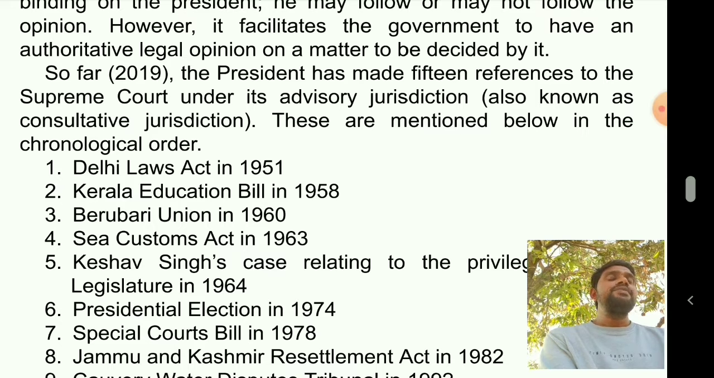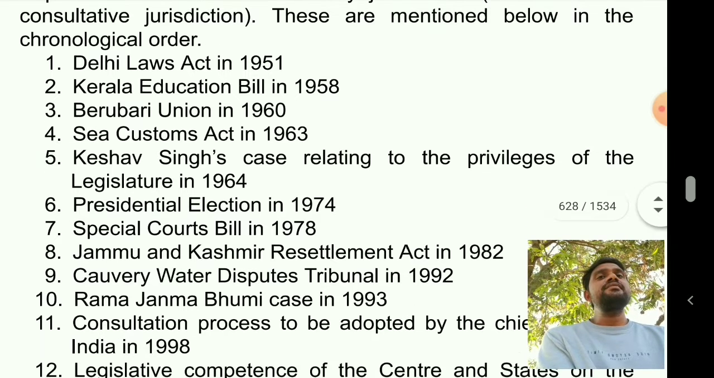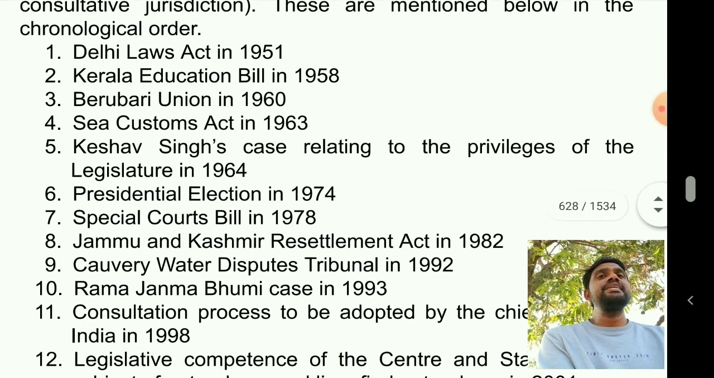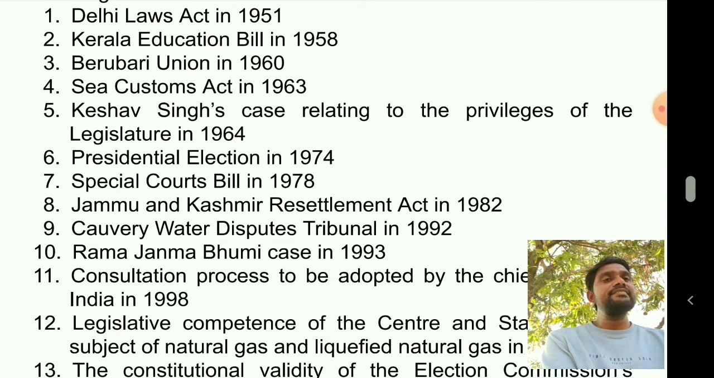So far, till 2019, the President has made 15 references to the Supreme Court under its advisory jurisdiction, also known as consultative jurisdiction. These are mentioned below in chronological order. Remember, another name of advisory jurisdiction is consultative jurisdiction. So, first is Delhi Laws Act in 1951. Second is Kerala Education Bill in 1958. Third is Berubari Union in 1960. Fourth is Sea Customs Act in 1963.